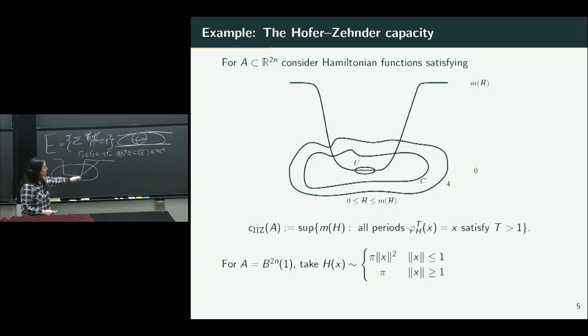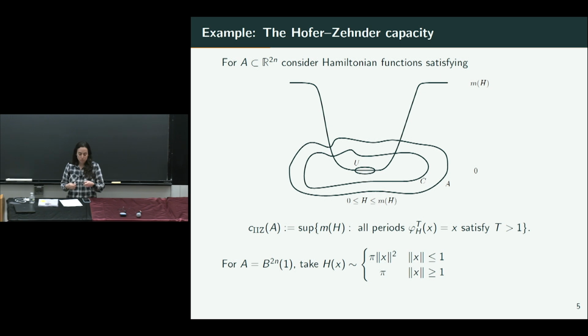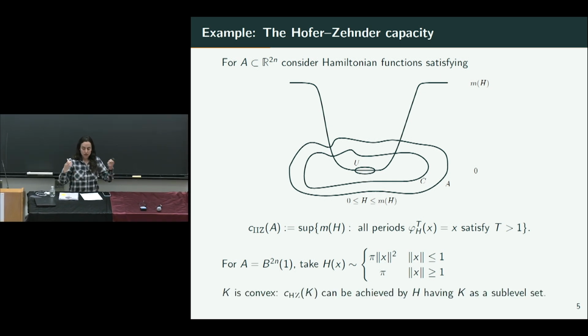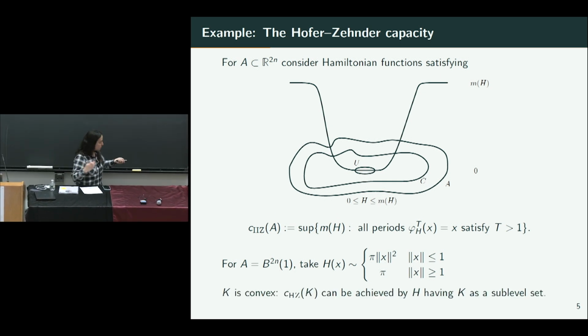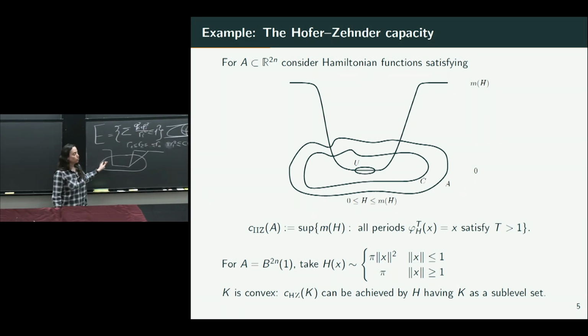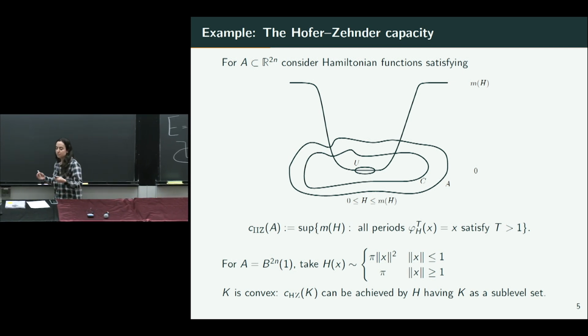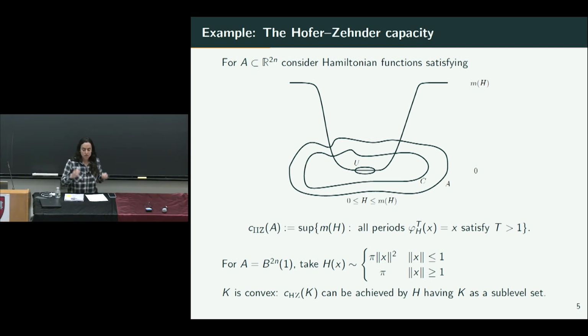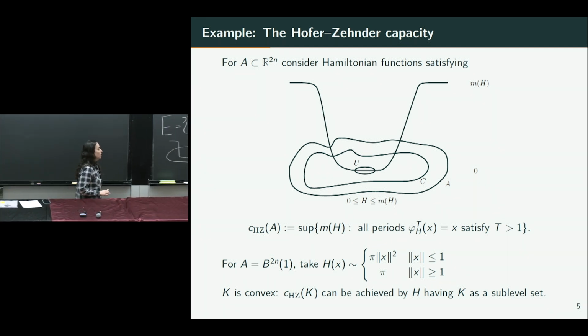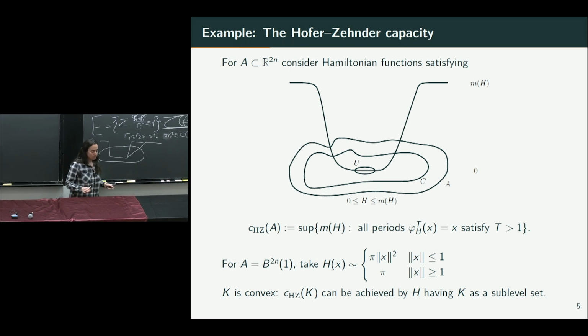And maybe I could also increase the value of H. So this suggests that if I reach my maximal value only on the boundary, then the H that I want to choose would be such that the domain I'm calculating the capacity for would be a sub-level set of that Hamiltonian. So the claim is that if K is convex, the Hofer-Zehnder capacity is achieved by a Hamiltonian such that K is a sub-level set of it.